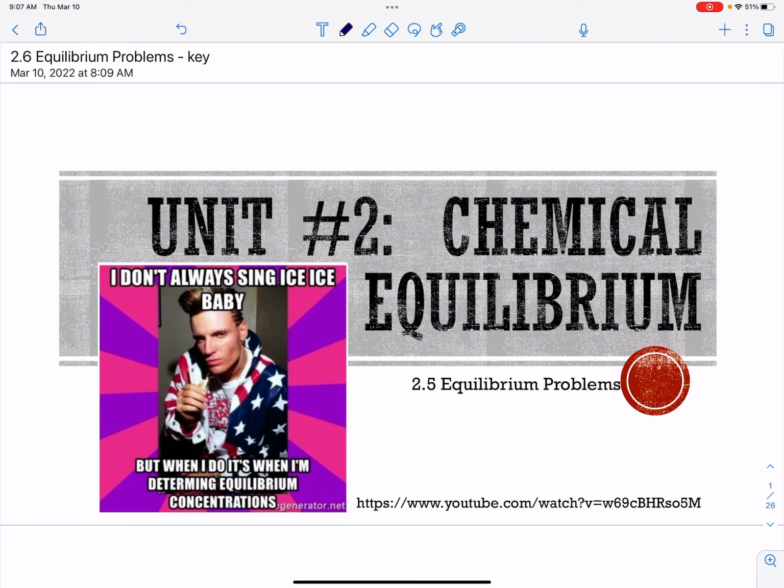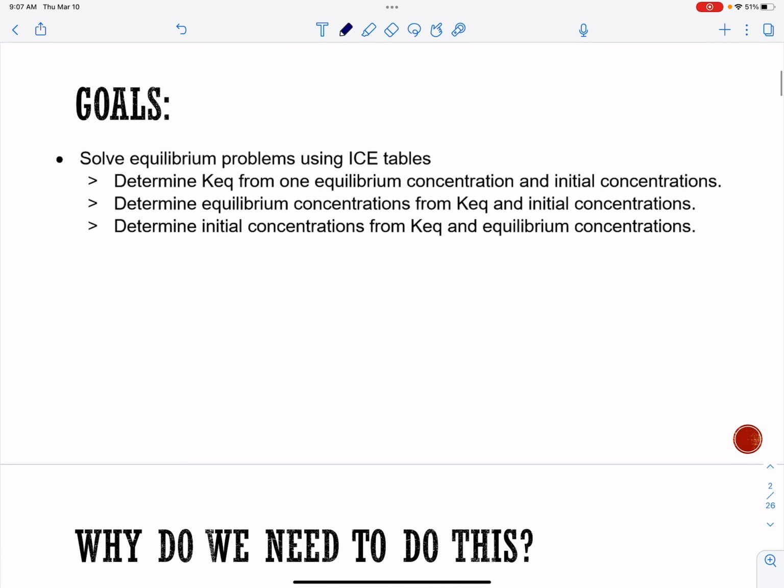In this lesson, we're going to go through the notes for section 2.6, looking at equilibrium problems. Equilibrium problems are most commonly attempted with what's called an ICE table, so I highly recommend playing Ice Ice Baby by Vanilla Ice while you're doing these. It's very motivating. All right, some of the goals for this lesson is to solve equilibrium problems using ICE tables.